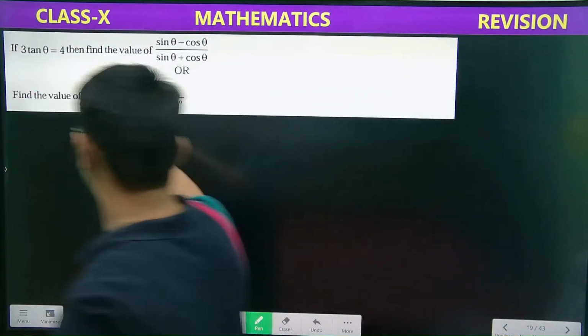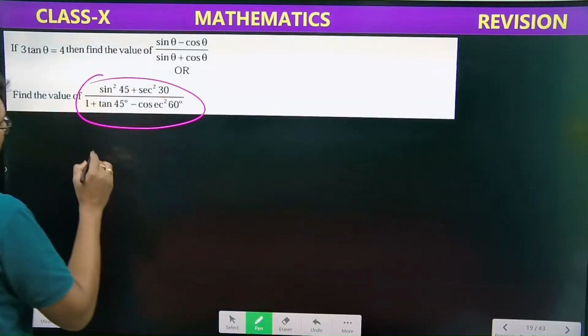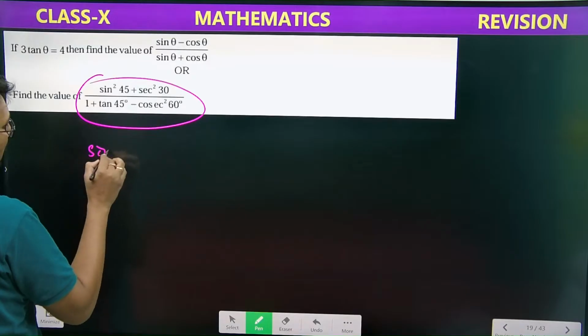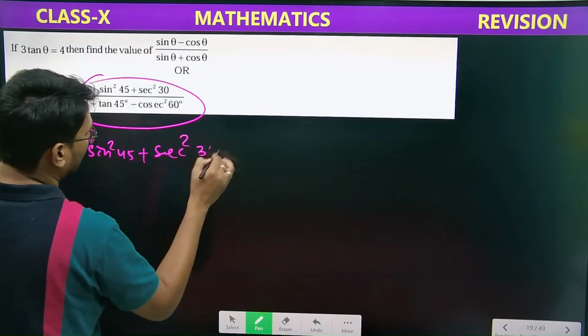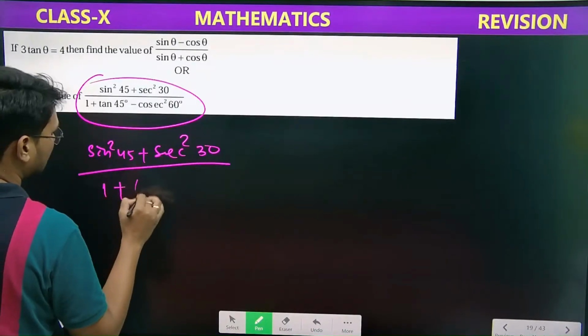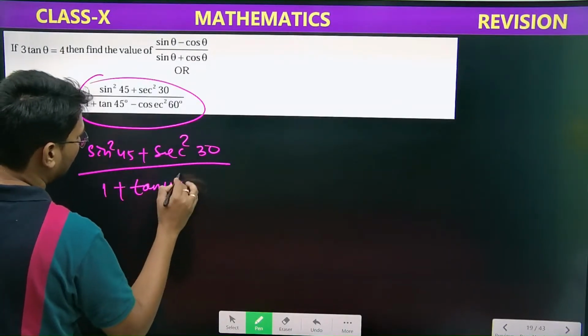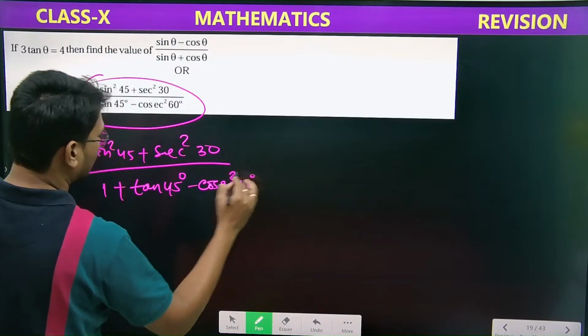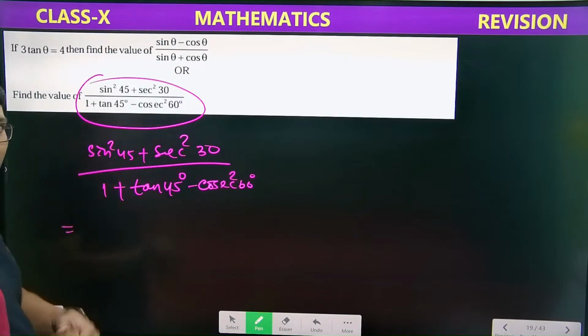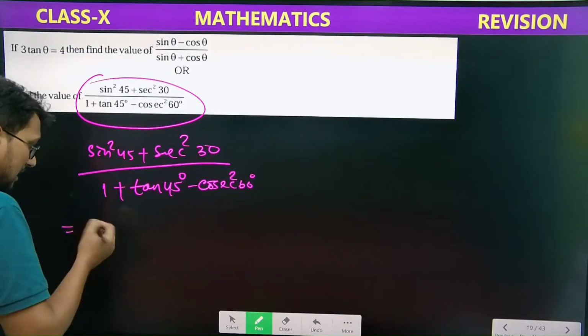Next means this question. This question we will solve, kids. Sin square 45 plus sec square 30 divided by 1 plus tan 45 minus cosec square 60 is how much? Sin square 45, how much is sin square 45?